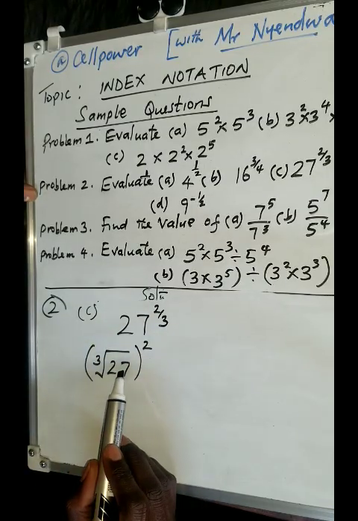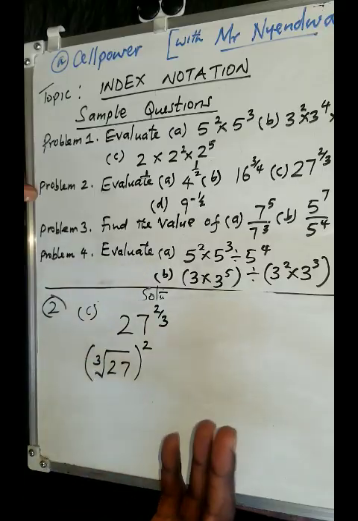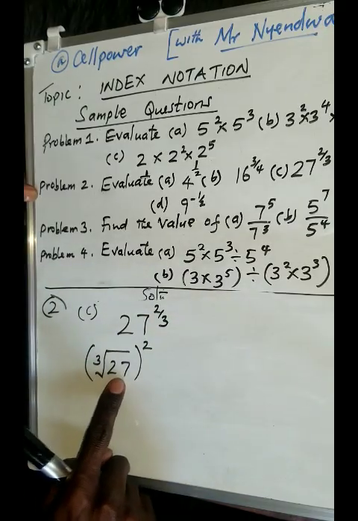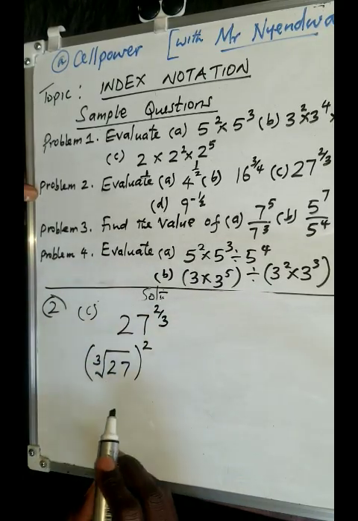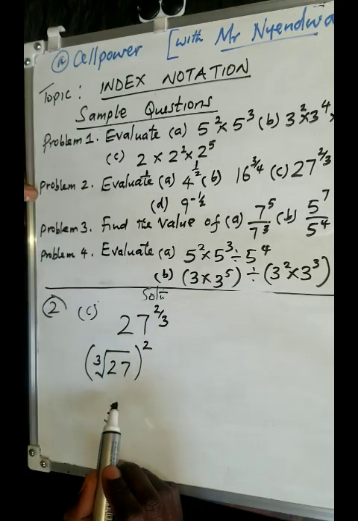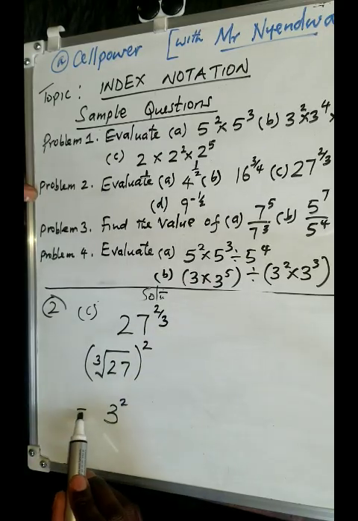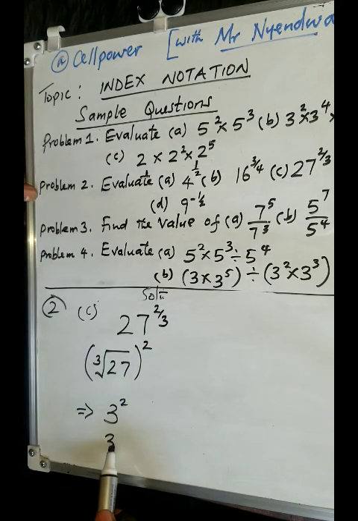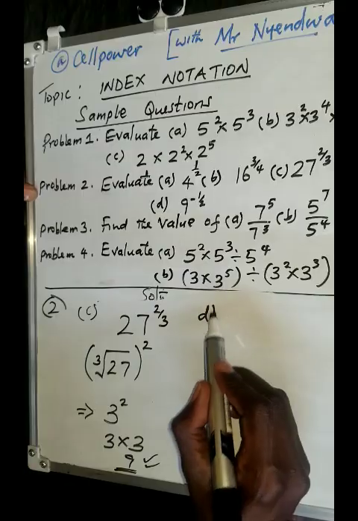The cube root of 27 means, what is that number that when you multiply it 3 times will give you the number 27 inside? It's a 3, but this 3 will be raised to the power 2. And what does 3 raised to the power 2 mean? It means 3 times 3, which is going to give us a 9. So 9 is our final answer that we do have.